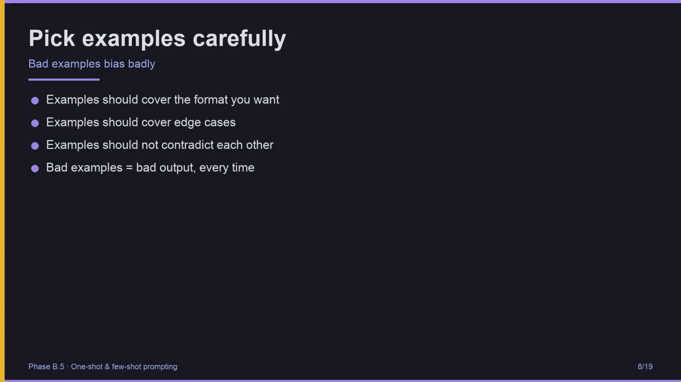Pick your examples carefully. They should cover the format you want. They should cover edge cases, empty input, weird input, large input. They should not contradict each other. If 2 examples show different formats, the model gets confused. Bad examples equal bad output, every time. Few-shot is a magnifying glass. It makes good prompts better and bad prompts worse.